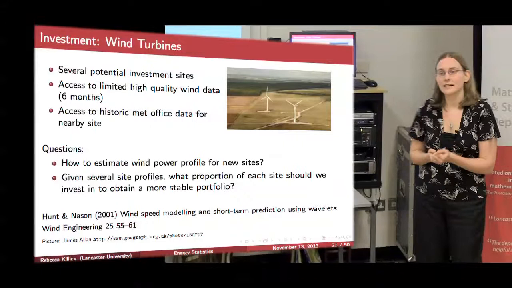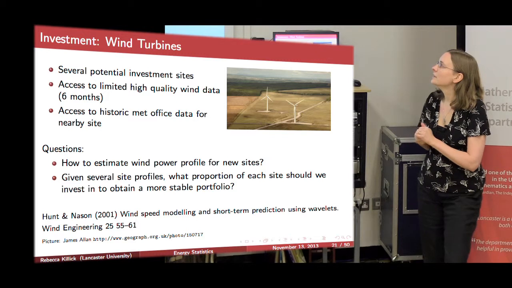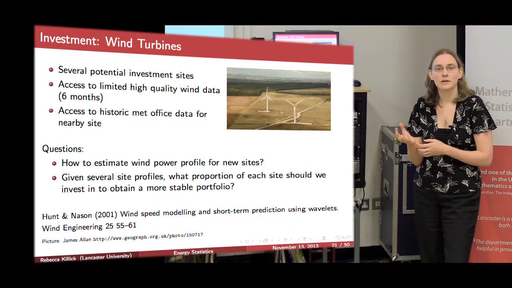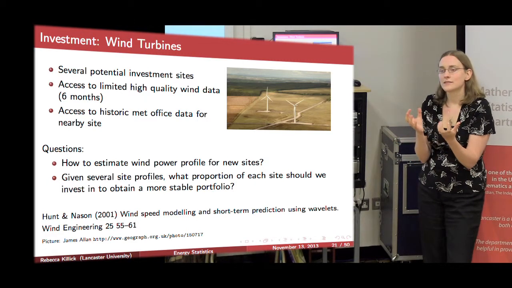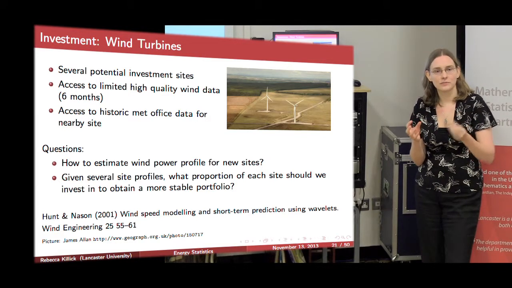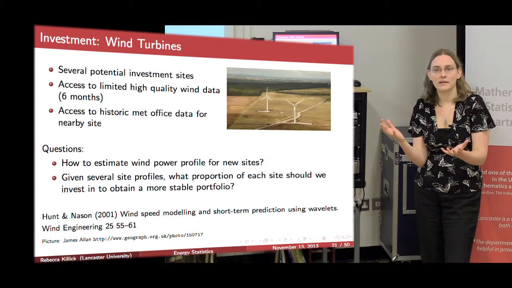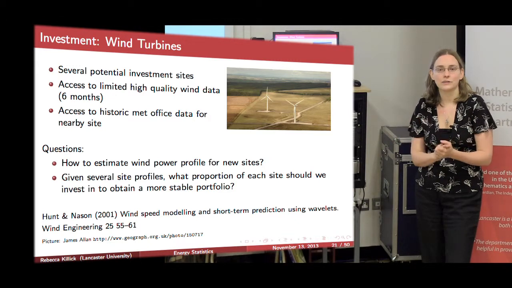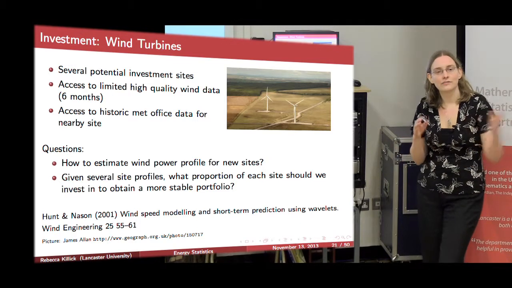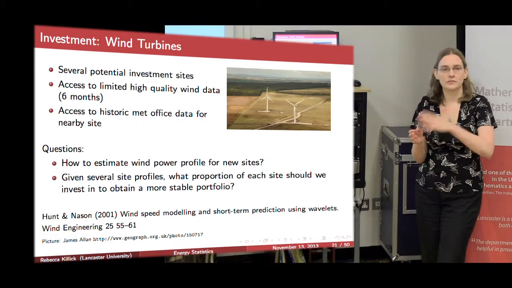And from the investment side now, so this is more getting onto economics and things. So you've got several potential sites where you might want to place your wind turbine, and you've got access to a small amount of wind data from those sites. You might have put up sensors at each site, maybe for a short period of, say, 6 months, and that would be quite high quality data. And you'll also have access to Met Office data, but they're from fixed locations that might not be near your potential sites. Obviously, you've got the topology of the sites.